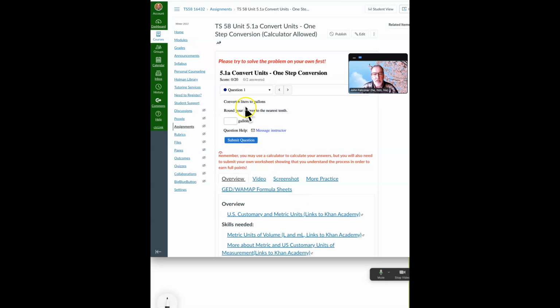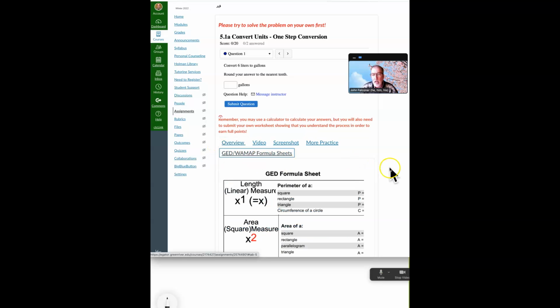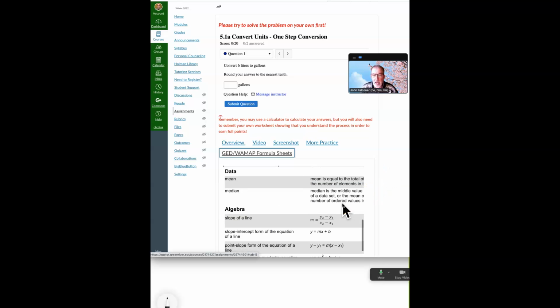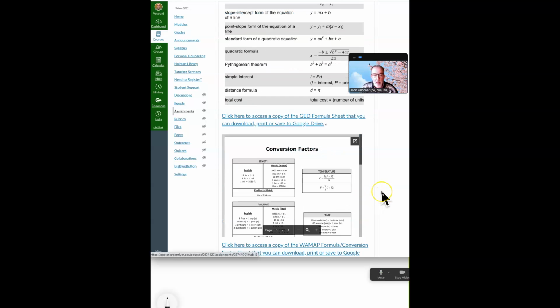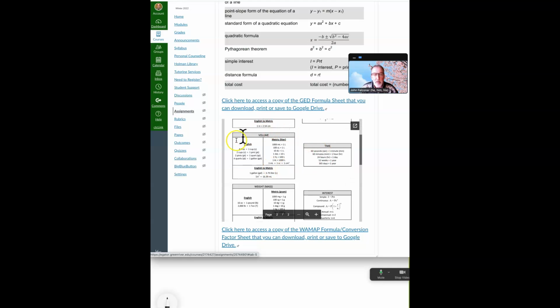We are going to convert 6 liters to gallons. And for this, you're going to need the WAMAP formula sheet. There's a lot of overlap between the GED and the WAMAP formula sheets. But for this one, the GED doesn't have conversion of volumes, so we're going to use the WAMAP sheet.